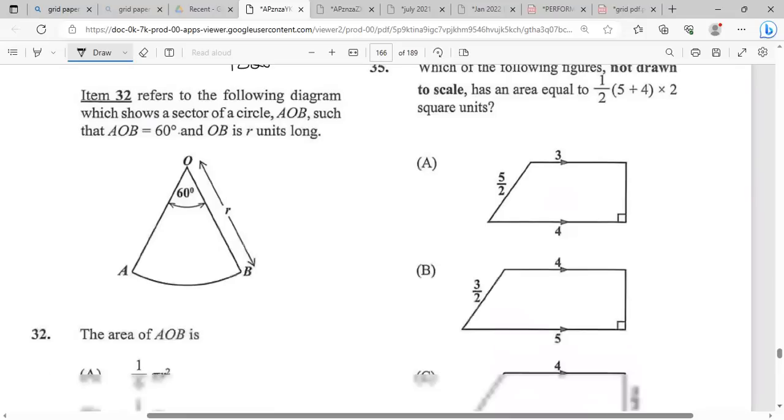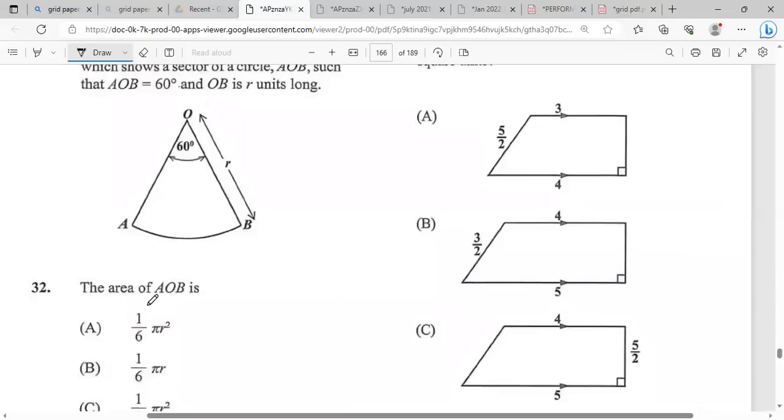Item 32 refers to the following diagram, which shows the sector of AOB such that angle AOB is equal to 60 degrees and OB is r units. What do they want? The area of AOB. Notice this is the area, so it will be the angle over 360, because a circle measures 360 degrees, times pi r squared. And we can cancel down this 6 into itself. 6 into 36, 6 times. So it's 1 over 6 pi r squared. Don't confuse it with pi r. It's pi r squared.